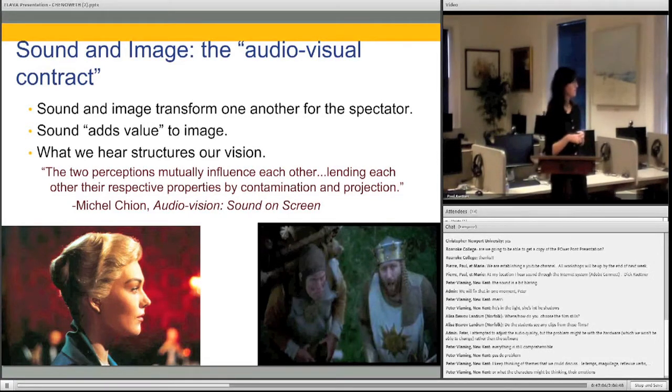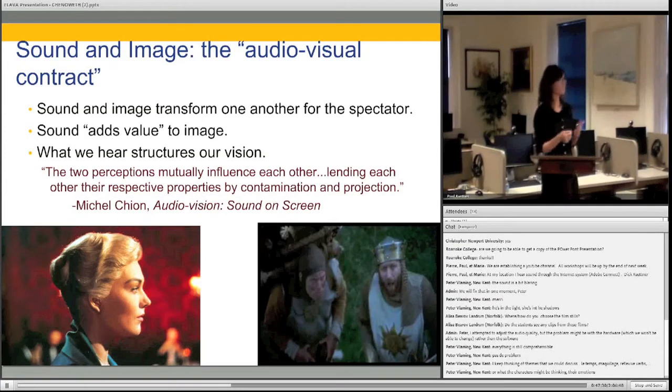Right? In the terminology of the film theorist Michel Chion, sound adds value to the image. Right? What you see when you're watching a movie is not just what you see, it's what you hear. What you hear actually changes what you see or how you perceive what you see. Right? Quote from Chion here describing the way they affect each other as contamination and projection.